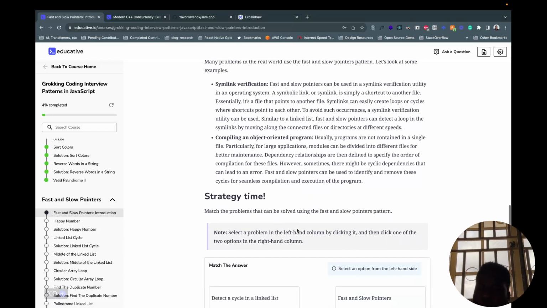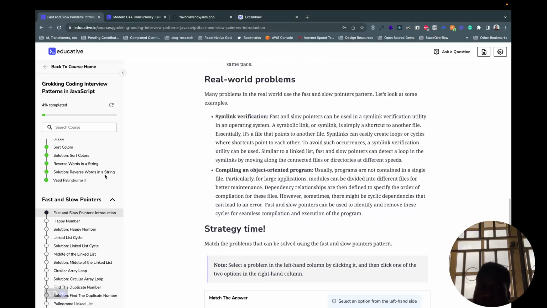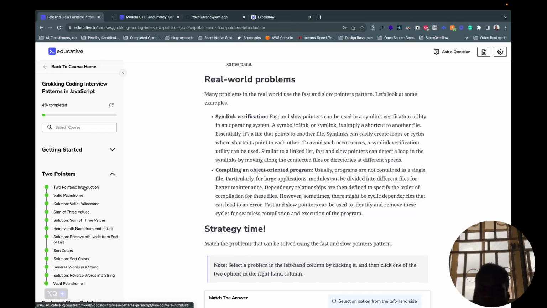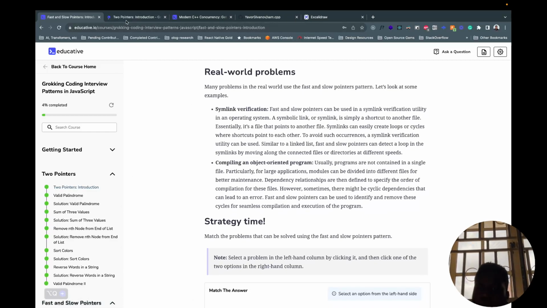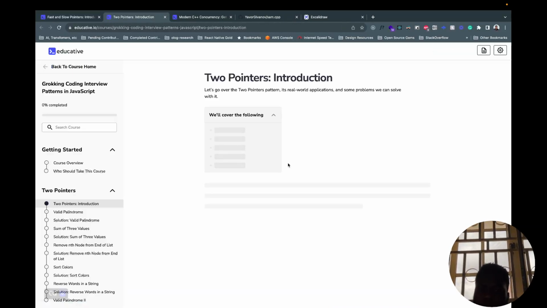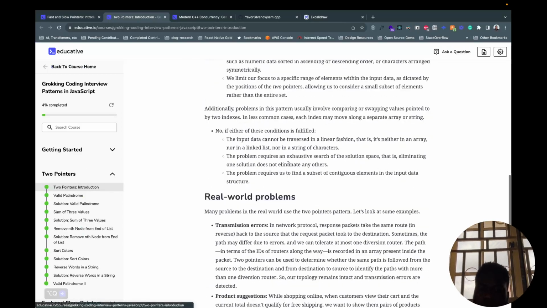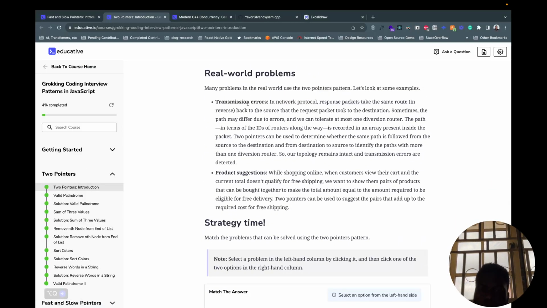Good to know. I'm curious what real world applications were for the two-pointer problem. Let me see. Transmission errors. Okay.